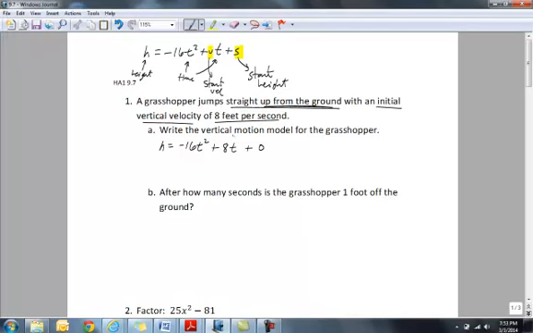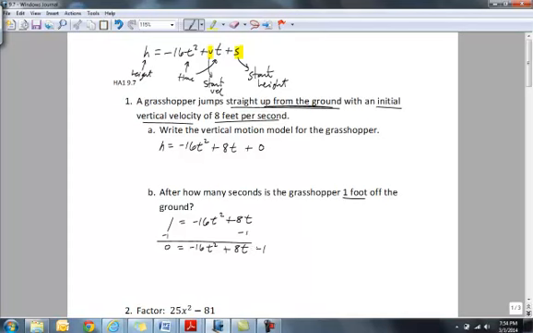Okay, so part B says after how many seconds is the grasshopper 1 foot off the ground? We're pretty used to the question being after how many seconds does the grasshopper land. That's not the question here. How long until the grasshopper is 1 foot off the ground? So what I'm going to do is plug in, instead of a 0 for h, a 1 for h. So it's going to be 1 equals negative 16t squared plus 8t. Remember, our starting line for these polynomials is to have everything on one side equal 0. And so I'm just going to subtract the 1 from both sides. So I'm going to get 0 equals negative 16t squared plus 8t minus 1.